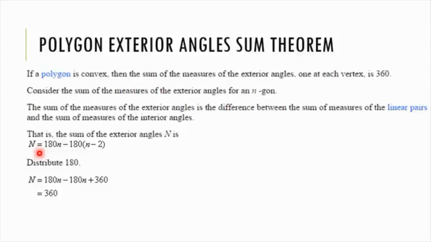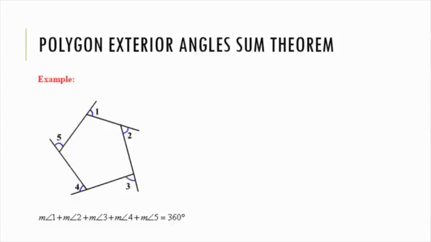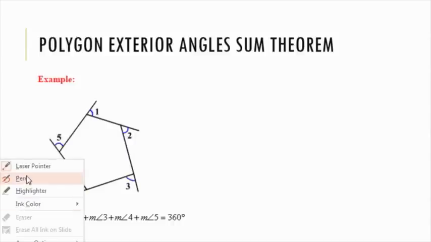So we get the sum of the exterior angles equals 180 times n minus the sum of the interior angles, which is 180 times n minus 2, which we just talked about. And when you distribute the 180, you get 180n minus 180n, which equals 0. So you're left with just 360 degrees. So for any polygon, no matter how many sides there are, the sum of the exterior angles will always be 360 degrees.